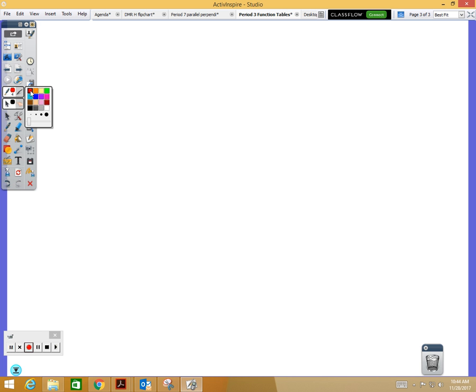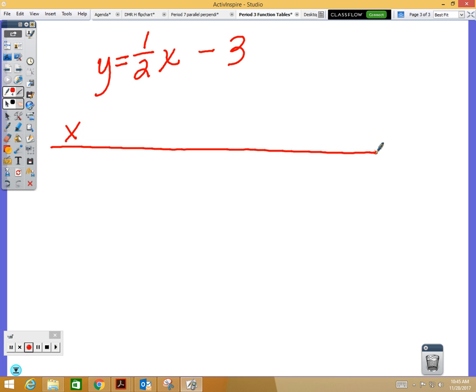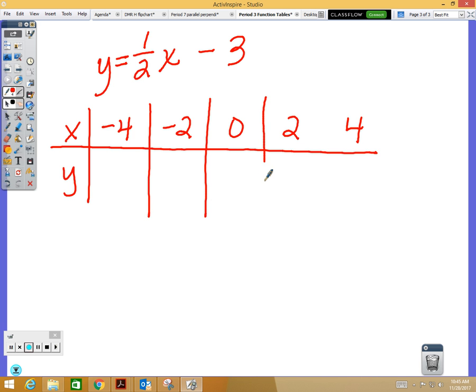Let's do another one. Let's say that y equals 1/2 x minus 3. And for our x values, let's use negative 4, negative 2, 0, 2, and 4. I'm going to be giving you those x values on your assignment as well. But know that if you ever need to make your own function table, you really can choose any x values that you want.